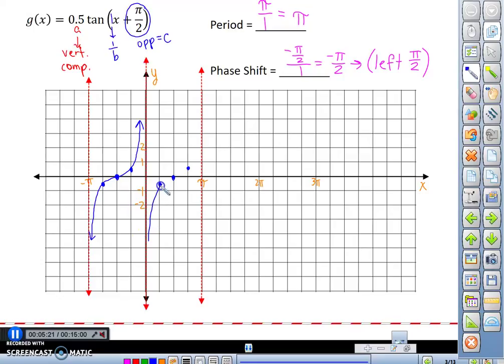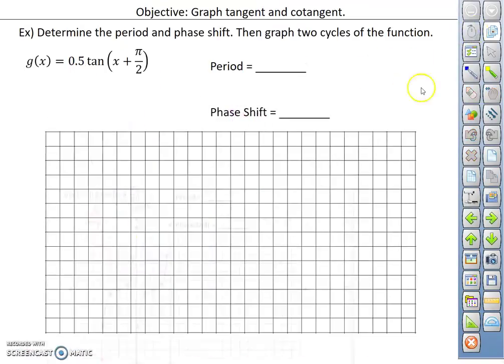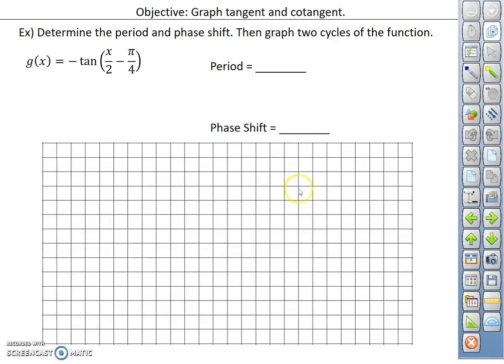Concave down on the left, concave up on the right. There's 2 cycles of this function. All right, and for example number 5.